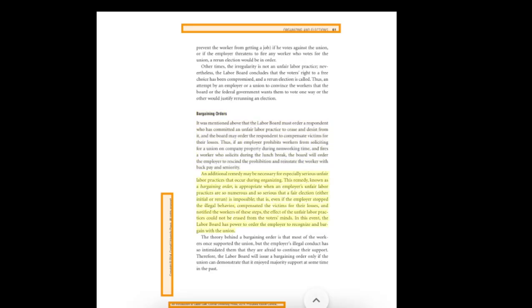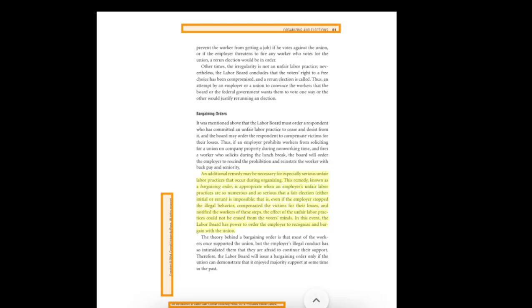An additional remedy may be necessary for especially serious unfair labor practices that occur during organizing. This remedy, known as a bargaining order, is appropriate when an employer's unfair labor practices are so numerous and so serious that a fair election, either initial or rerun, is impossible. That is, even if the employer stopped the illegal behavior, compensated the victims for their losses, and notified the workers of these steps, the effect of the unfair labor practices could not be erased from the voters' minds.